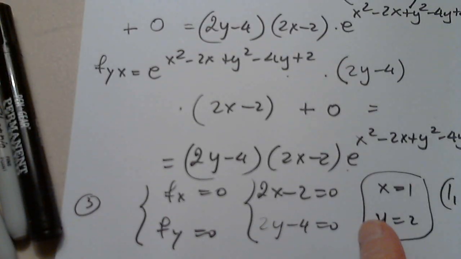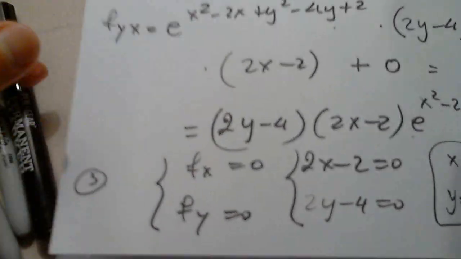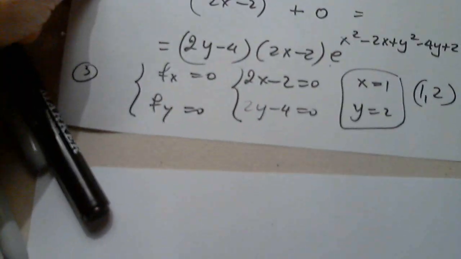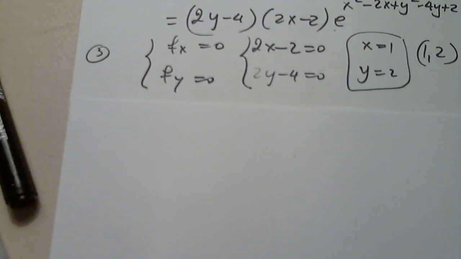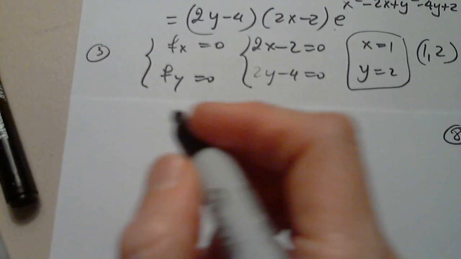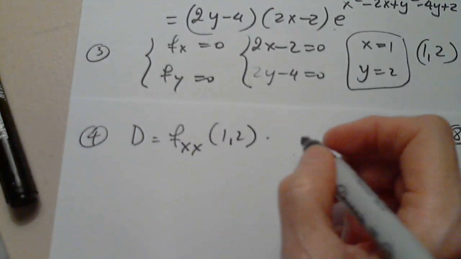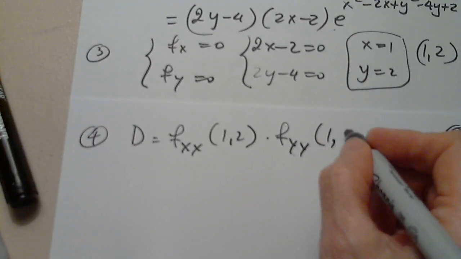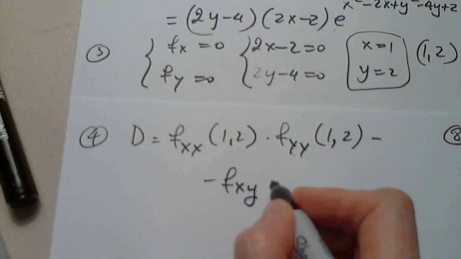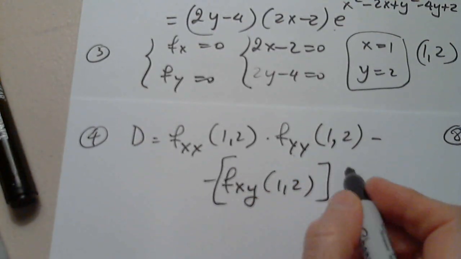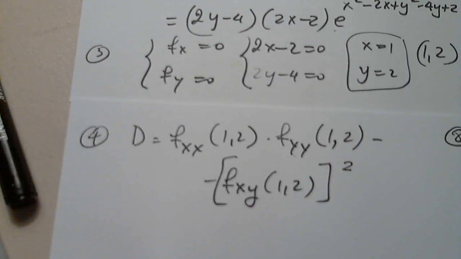At this point, we need to calculate the d-test, so-called the number d. If it's positive, negative, or 0. So step 4, d. Remember, it's fxx at 1, 2 times fyy at 1, 2 minus fxy at 1, 2 squared. Okay, fxx at 1, 2, fyy at 1, 2 minus fxy evaluated at 1, 2 and squared.